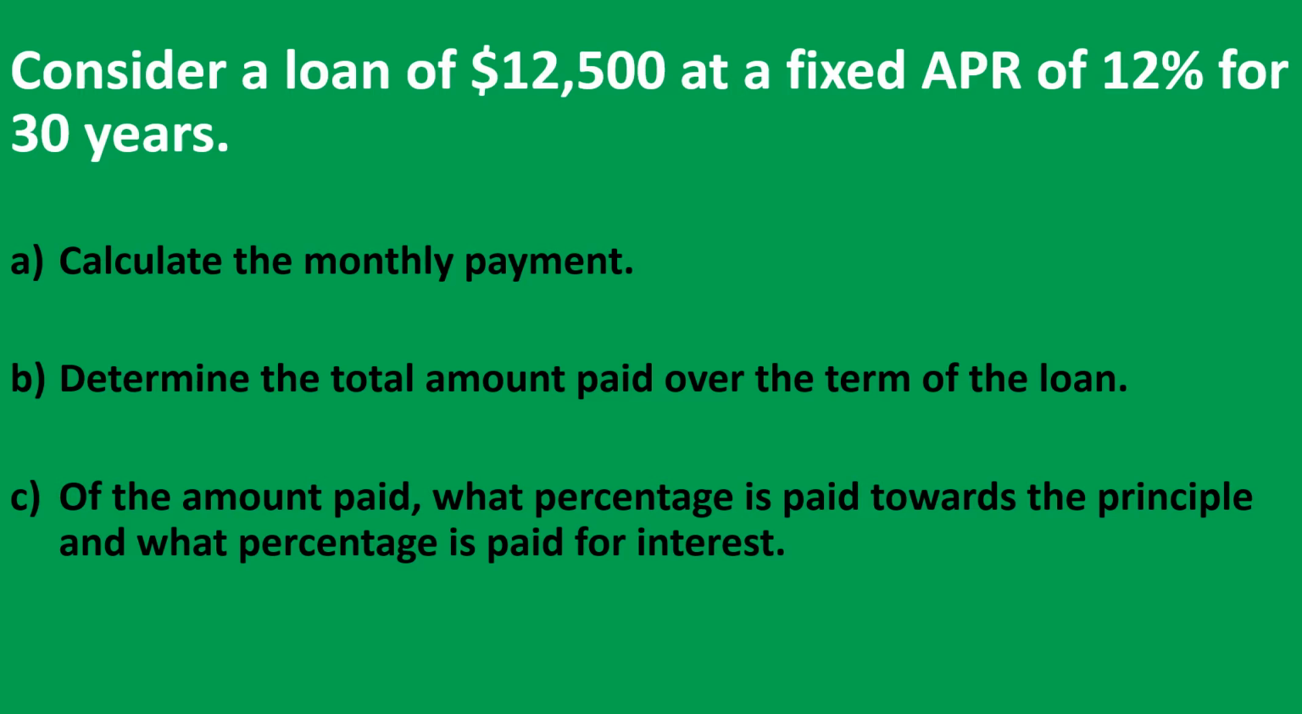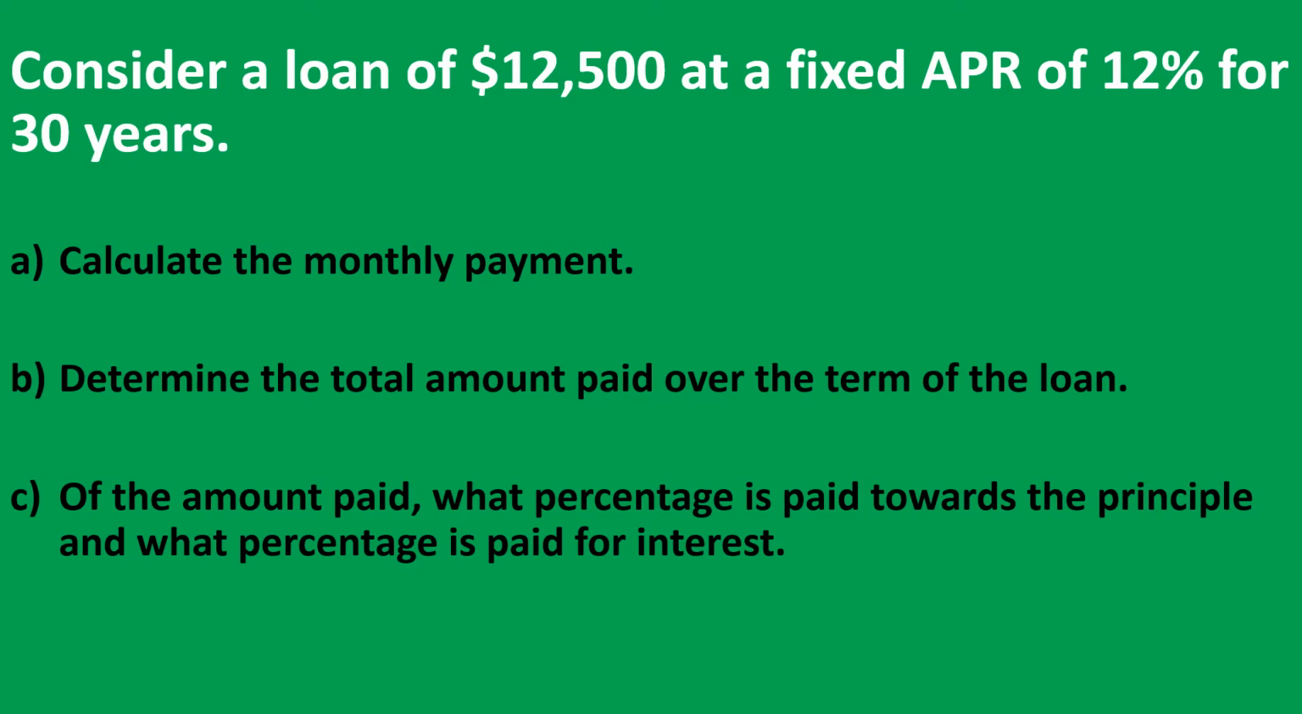So this question that I have posted here: consider a loan of $12,500 at a fixed APR of 12% for 30 years. It's asking three sub questions actually. A is calculate the monthly payment, B determine the total amount paid over the term of the loan, and C of the amount paid, what percentage is paid towards the principal and what percentage is paid for interest. So in the C section you have actually two more questions inside.